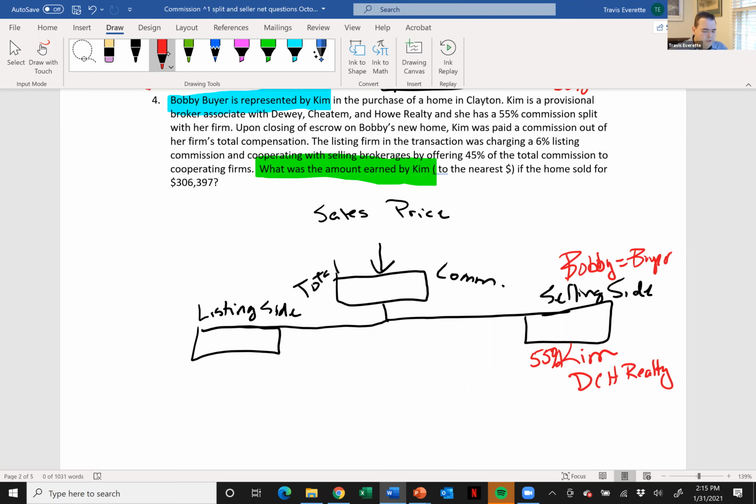The listing firm in the transaction was charging a 6% listing commission. So we've got a 6% total commission there. There it is right there. And the listing firm was cooperating with selling brokerages by offering 45%. So it sounds like to me that 45% is coming from the listing side to the selling side. So I'm going to put that 45% right here, which of course is a big number, but that's what they told me it was.